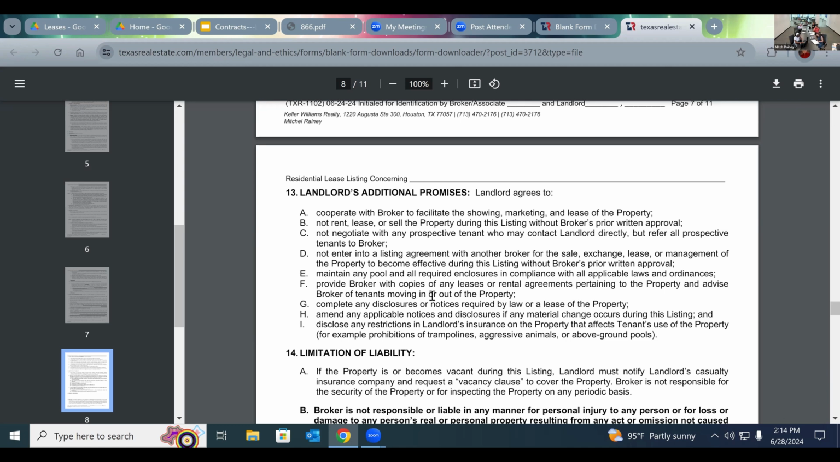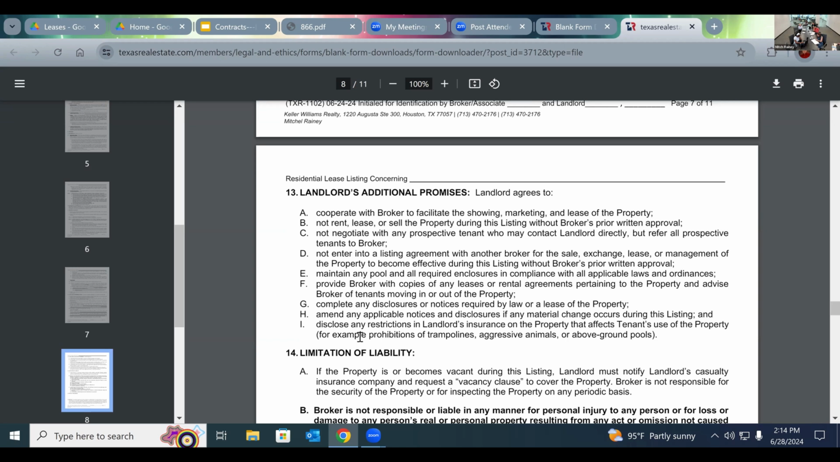Maintain pool and all required enclosures in compliance with all applicable laws. Second time we've seen it. Provide broker with copies of leases or rental agreements. So if there's a tenant in there right now, even if they tell you they're moving out at the end of the month, get a copy so you know exactly what's going on. And the notice to vacate that they're going to be moving out. Complete disclosures, amend if there's any changes.